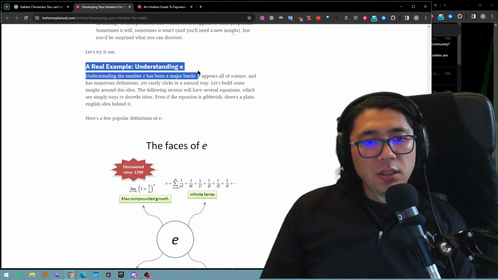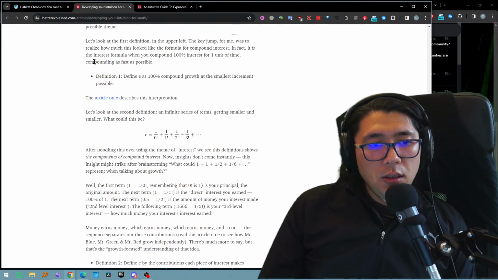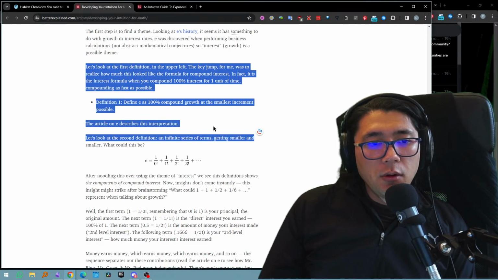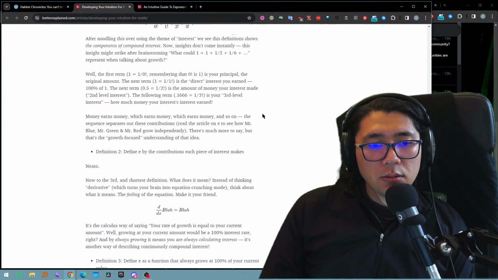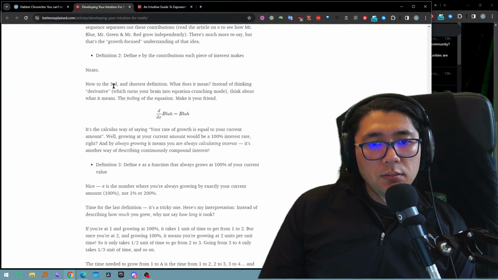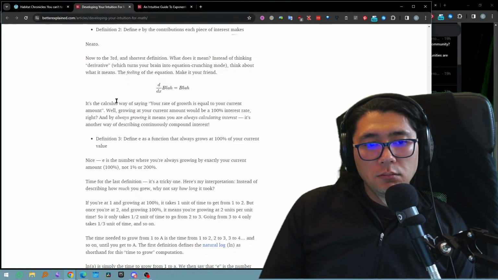Now I was in this part of understanding E. I got through this part that talks about compound growth, and it was interesting. Now, this is the second definition, also about the components of compound interest. Now to the third and shortest definition.